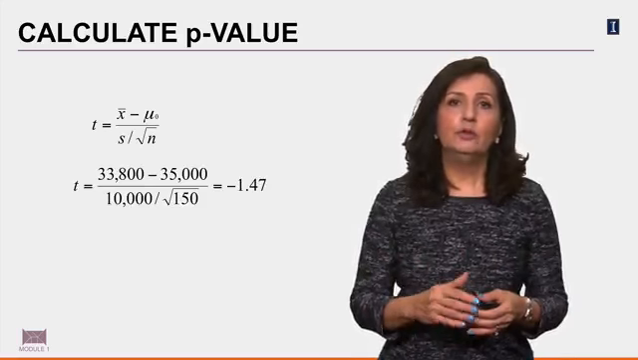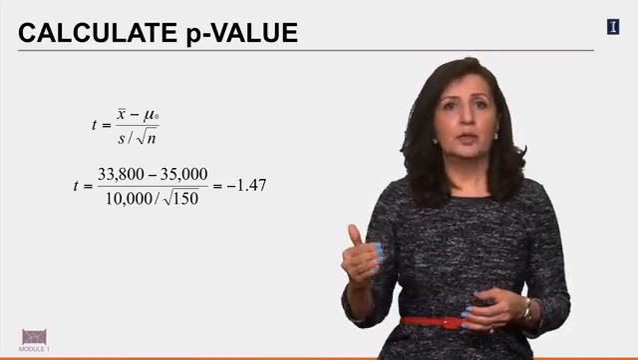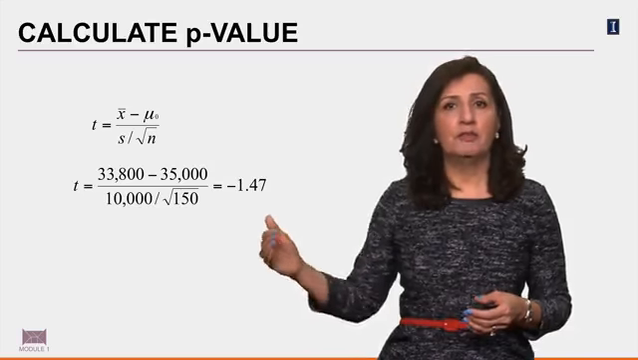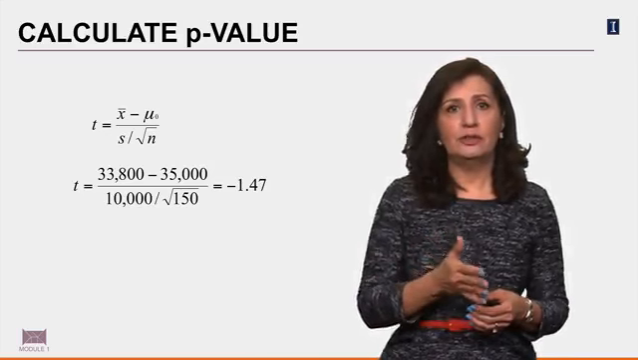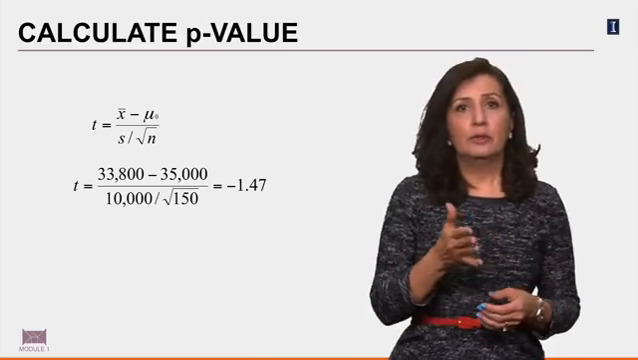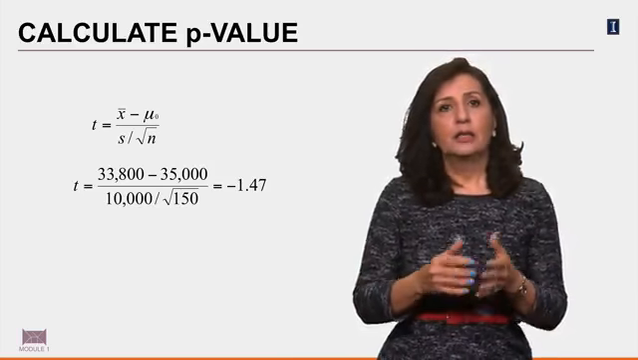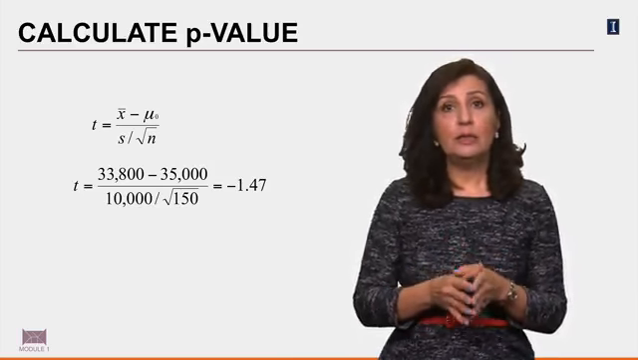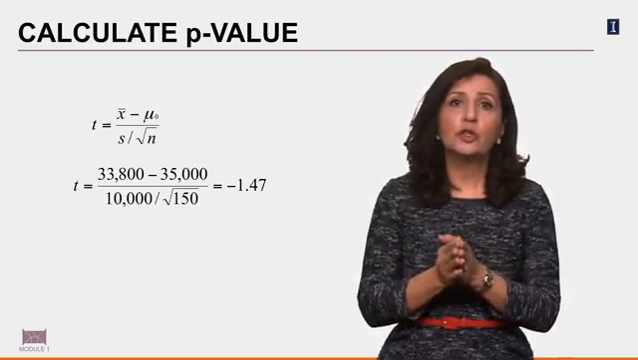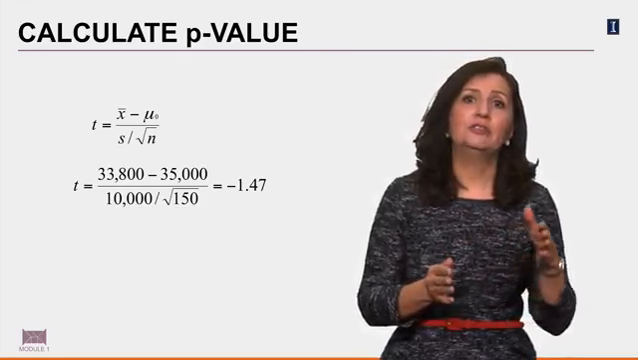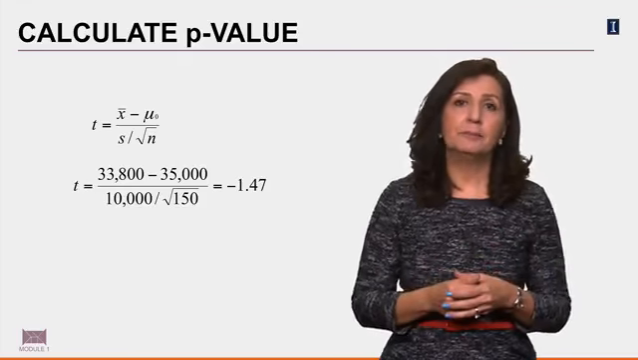So in this example, we take 33,800, the sample mean, and subtract the hypothesized mean of 35,000, and then the difference is divided by the sample standard deviation of 10,000 divided by the square root of the sample size of 150. The t-value for this example is negative 1.47, which means the sample we have falls 1.47 standard deviations away from the center of the distribution on the left side.